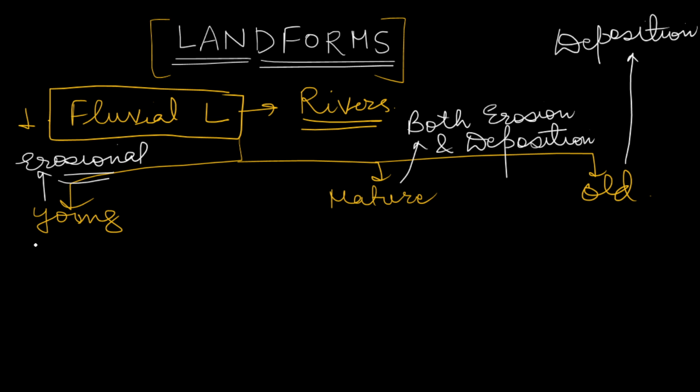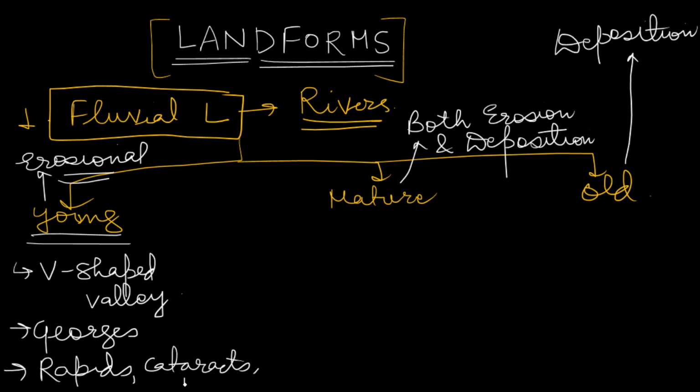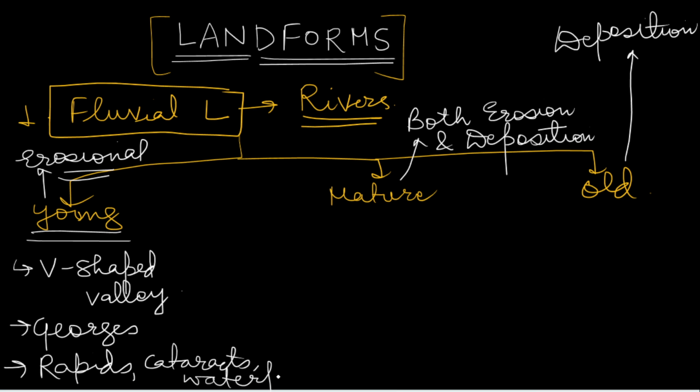So first of all, let's see the landforms of young phase. In young phase, you will see that V-shaped valleys are created. Along with V-shaped valleys, you will find gorges, rapids, cataracts, and waterfalls. So these all can be observed in the young phase of the river.